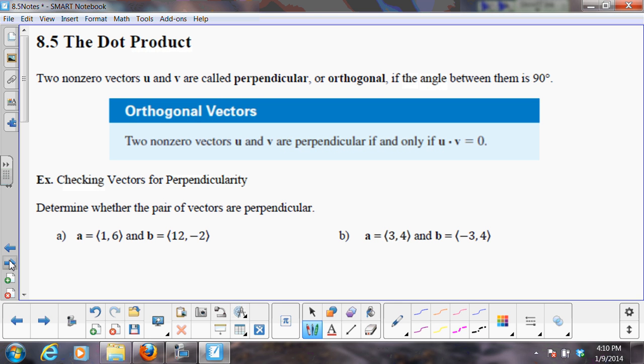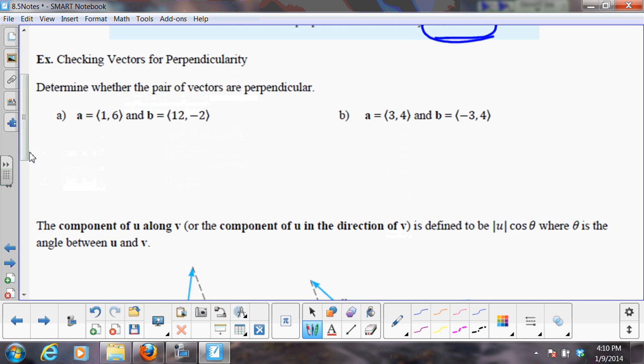Two non-zero vectors are called perpendicular. They're not really called perpendicular. They're called orthogonal. This fancy word of orthogonal, because the angle between them is 90 degrees. And this is easy to find out. If their dot product is 0, then they are perpendicular.